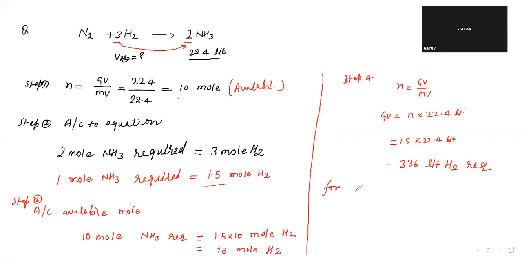For 2 to 4. They are saying 2 to 4 liter of what, Arav? It's totally not working. 2 to 4 liter of what is this one? NH3, no? NH3. Okay, this is one. 1 second.